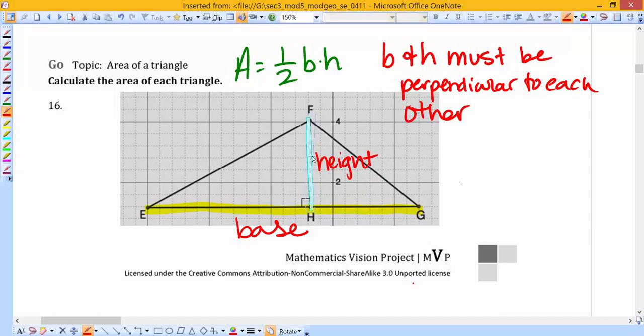You could also find the height anywhere along this triangle as long as it is perpendicular. I could even come over here and find the height of this triangle as long as I have the base and the height being perpendicular. And you just count to the highest point of that triangle. So take your time with this, please. It is not that bad. Plug into the formula.